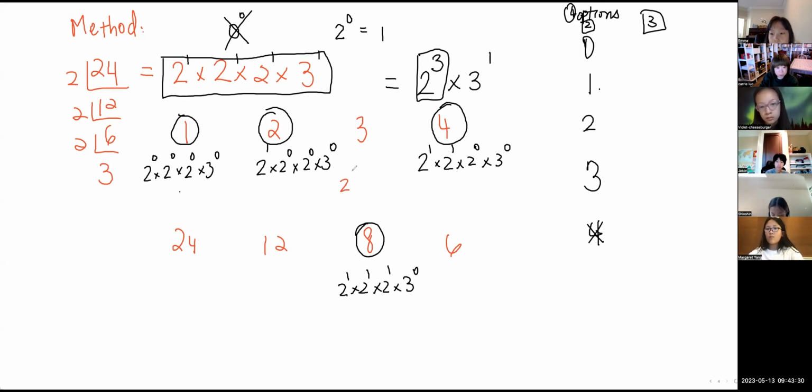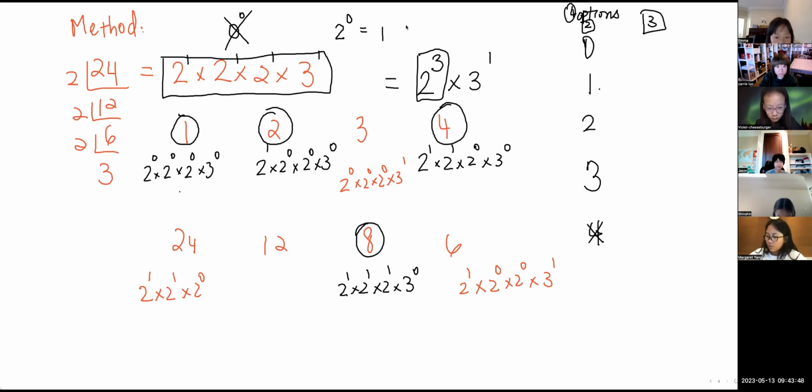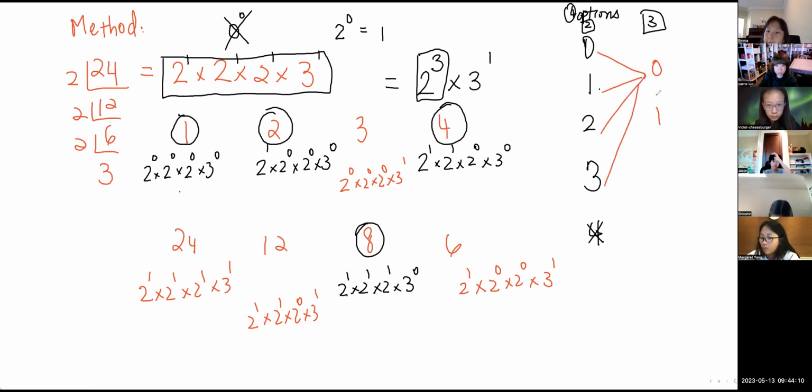So 3 is what? It is 2 to the power 0 times 2 to the power 0 times 2 to the power 0 times 3 to the 1. And this one is 2 to the power 1 times 2 to the power 0 times 2 to the power 0 times 3 to the power 1. And this one is 2 to the power 1 times 2 to the power 1 times 2 to the power 0, sorry, times 3 to the power 1. And this one is 2 to the power 1 times 2 to the power 1 times 2 to the power 1 times 3 to the power 1. Get it, everybody? So for 3, there are only 2 possibilities because we only have one 3. So either we don't use it or we use it 1 time. So everybody, how many options are there? 8 options. So that's why 4 times 2, we have 8 factors.